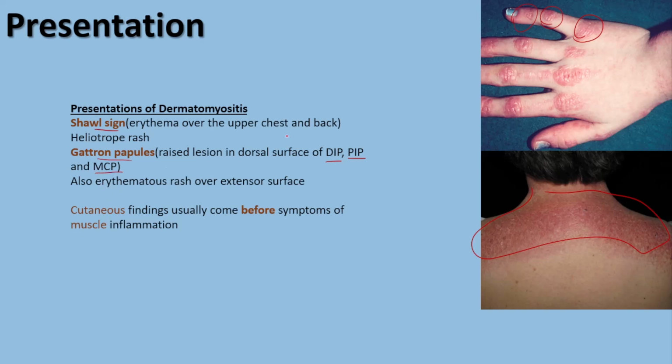Note that in addition to the raised lesions on the dorsal surface, they can also have an erythematous rash on the extensor surface of the hand. Another important point about dermatomyositis is that the cutaneous findings are going to appear before muscle inflammation symptoms. So the patient will have the shawl sign and Gottron papules before developing muscle weakness in dermatomyositis.